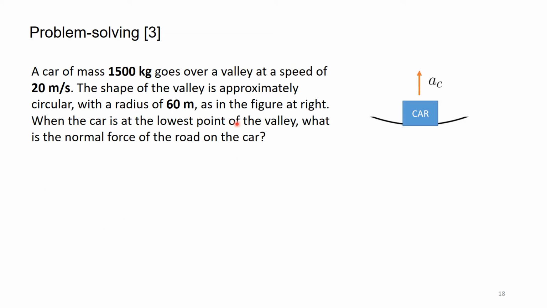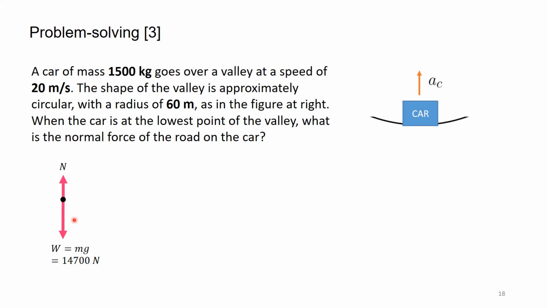Then a similar problem, except that this time the car is at the bottom of the hill, and the radius of the hill is still the same and the speed is still the same. So this time the difference is that since the car is at the bottom of the hill, the centripetal acceleration must point to the center, and the center is above the hill, above the car. So the acceleration is pointing up. And if the acceleration points up, this tells us normal force should be bigger than the weight.